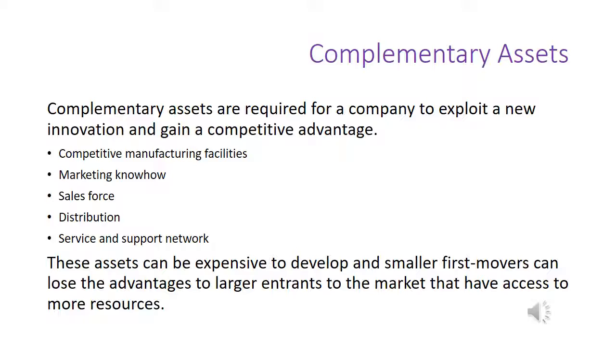Complementary assets are assets that a company uses to exploit a new innovation to gain first-mover advantages. These assets can be competitive manufacturing facilities, including the ability to increase capacity to meet increasing demand, marketing know-how, an adequate sales force, access to distribution systems, and an after-sales service and support network are all assets that can help a company achieve first-mover advantages.